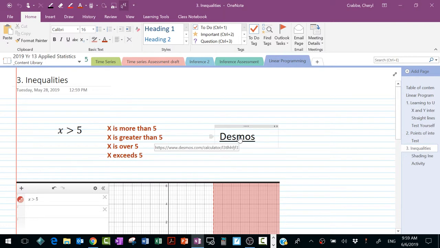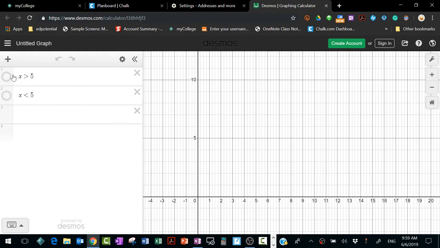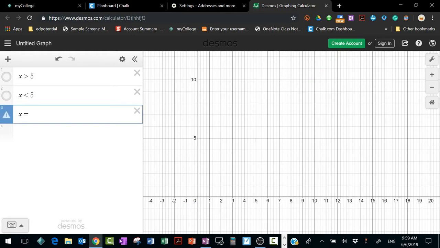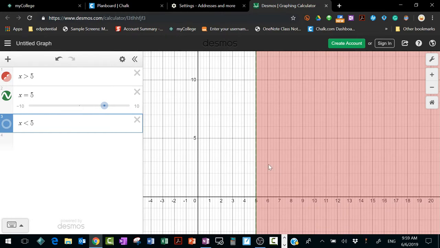Now we're going to click on this little Desmos link and go into the graph and take a look at what this looks like. So if I put in Desmos x is equal to 5, it draws me a straight up and down vertical line at x is 5. But when we go to do x is greater than 5, I'm just going to move this out of the way and click that on, suddenly we get a dotted line at 5 and all this shading on the other side. Now, what does that mean?